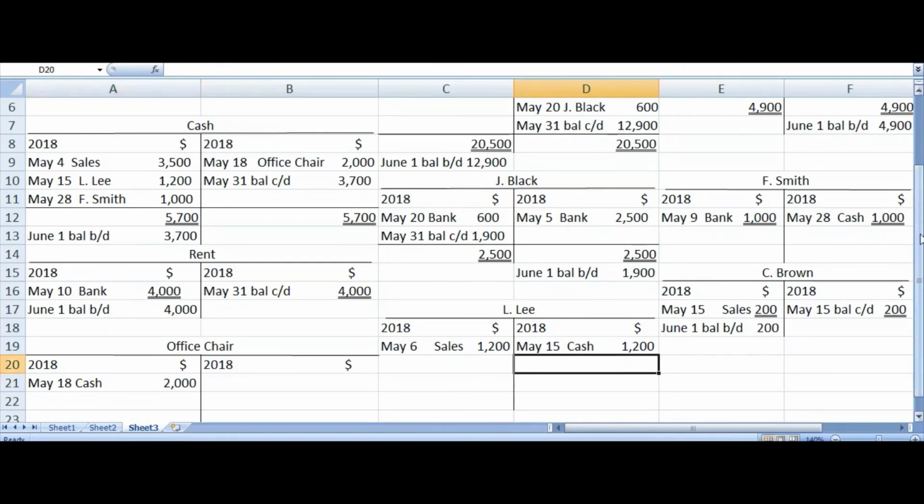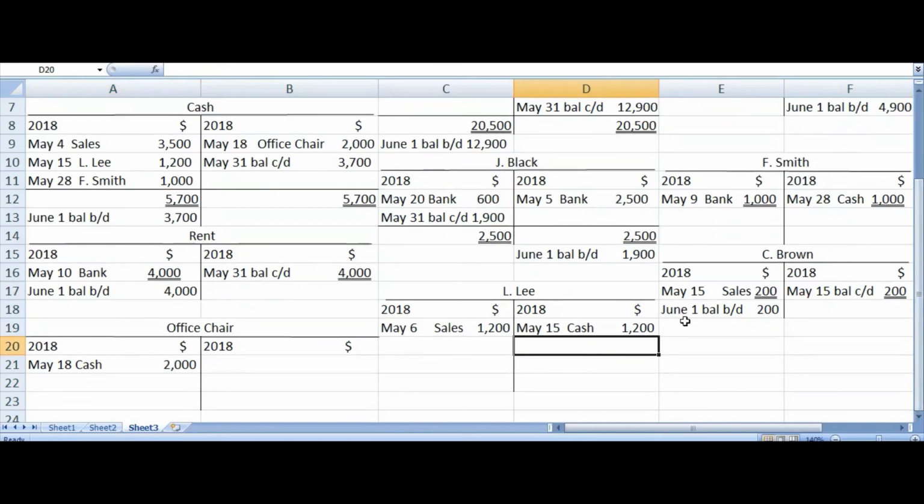Then we go to LE's account, and LE's account is the same as F Simit. Both totals on the credit and debit side agree. When it agrees, there is no need to balance off the account. What you do is to close off the account. By closing off, we just double line and close off the account. Alright, so then we move to office chair.